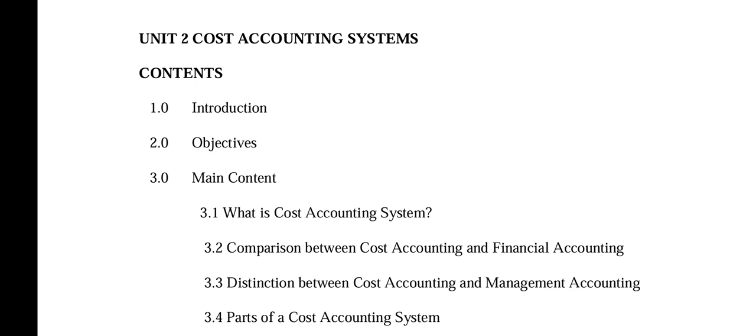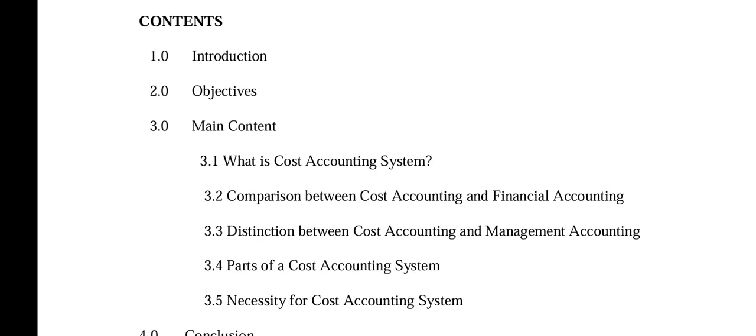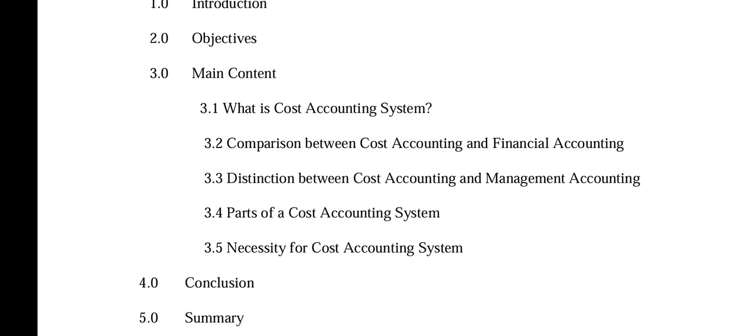Tonight we'll be looking at cost accounting systems, Unit 2. What is a cost accounting system? We will also look at the comparison between cost accounting and financial accounting, the distinction between cost accounting and management accounting, the parts of a cost accounting system, and the necessity for a cost accounting system.